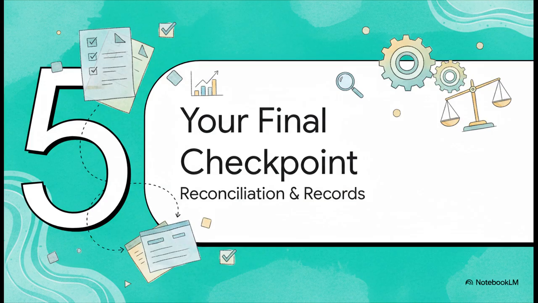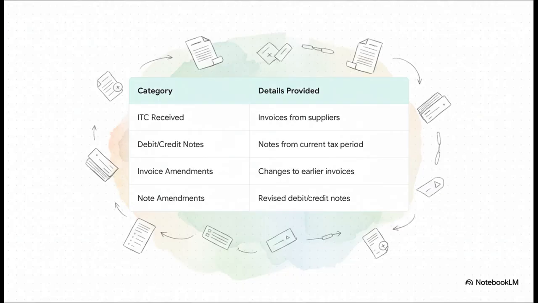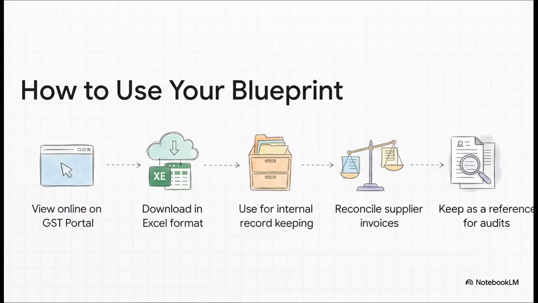Okay, so we've nailed down what it is and what it isn't. Let's finish up by focusing on the practical side of things. How to use this form as your final checkpoint to make sure your records are clean and your reconciliation is spot on. When you open it up, you'll see it's pretty comprehensive. It's not just the basic invoices for your ITC. It also lists all the debit and credit notes you've received. And, super importantly, it includes any amendments your suppliers made to previous invoices or notes, so you're really getting the full story.